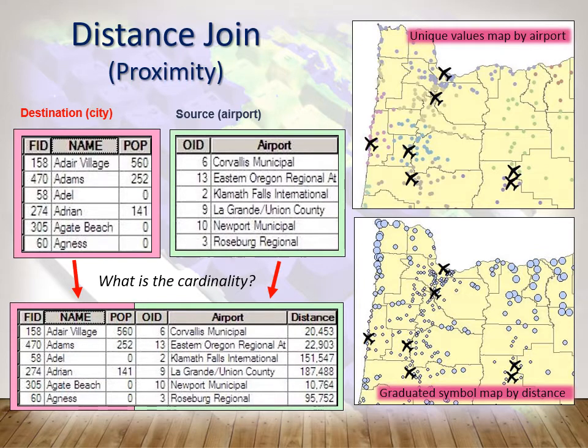So basically, if you're not doing an inside join, you probably are doing a distance join, which is based off of proximity. For example, going back to that question, which airport serves which city? If we're looking at, for example, the city of Adrian, we notice that Grande Union County Airport is going to be the one that serves it, probably because it's the closest. But you can also add in, well, it does this automatically, but it also gives you the distance of that source, which would be the airport.